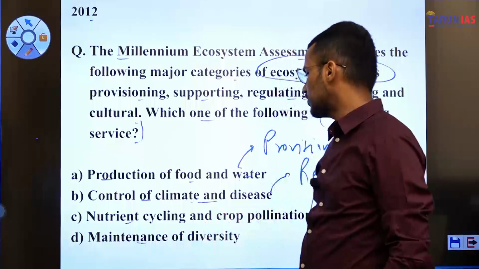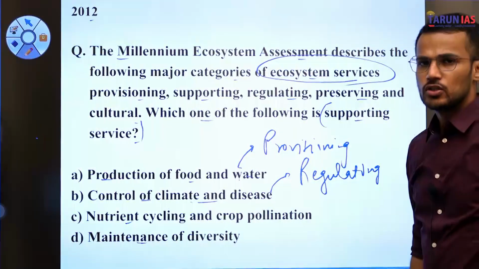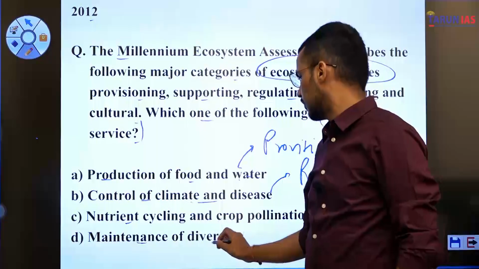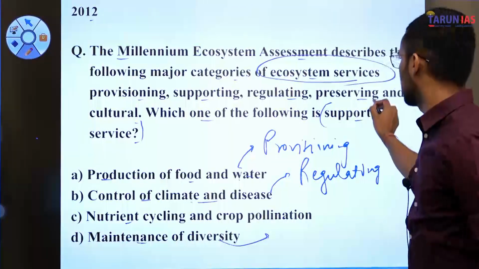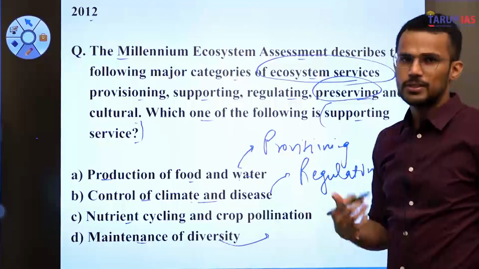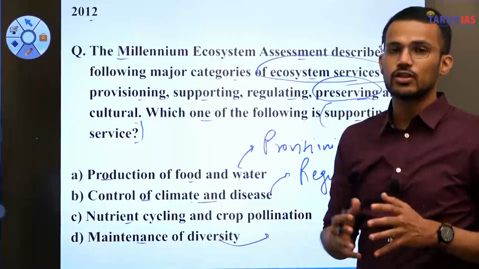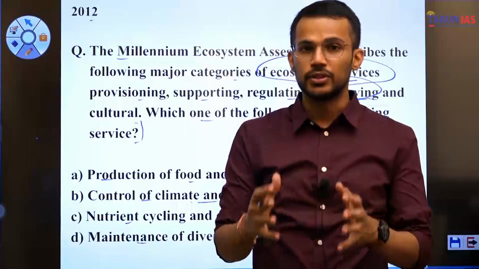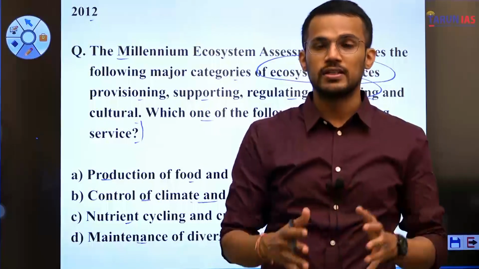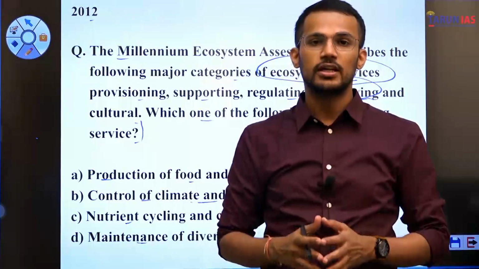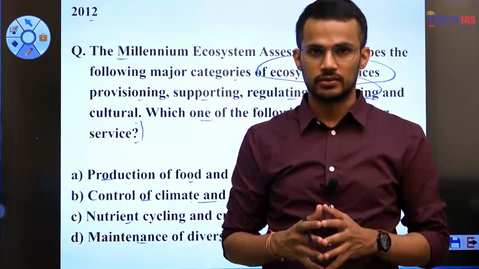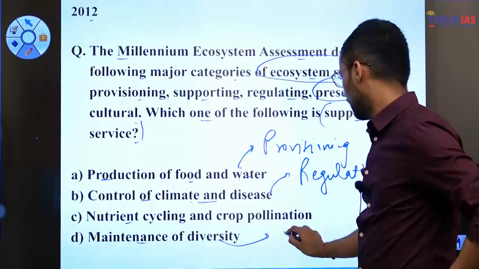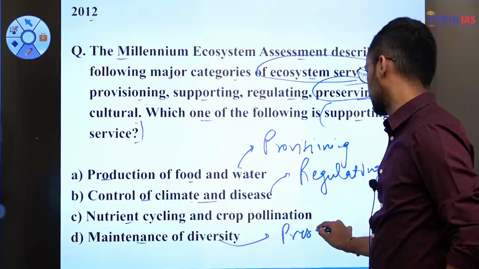D, maintenance of diversity. So this is a service which can be categorized as a preserving service. Preserving service is that service that we receive from ecosystem or biodiversity based upon which the biodiversity is preserved on the face of the earth, right? So it is a preserving service, you can say.